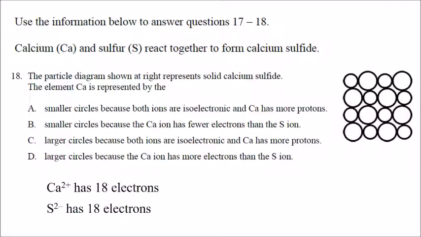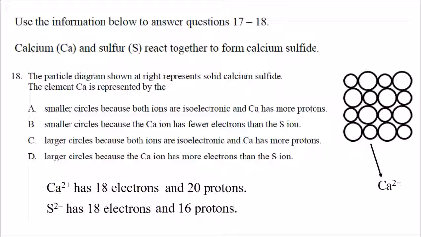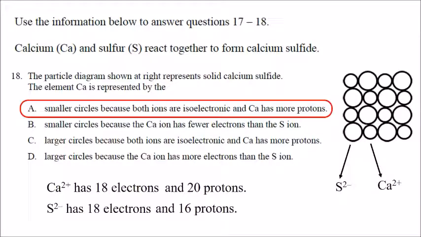In terms of the ion, calcium has a charge of 2+, sulfur has a charge of 2-, but they each have 18 electrons. They're not the same size. Calcium still has 20 protons, whereas sulfur has only 16 protons. Therefore, the calcium ion would be smaller, and the sulfur ion would be larger. So, calcium is the smaller circle because both ions are isoelectronic, and calcium has more protons.